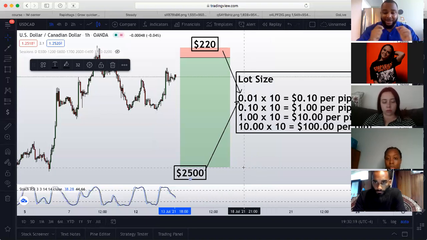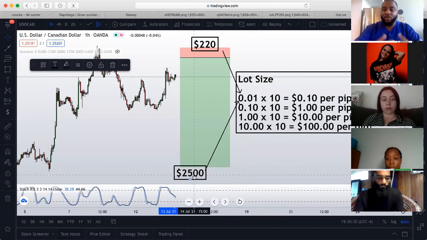Same thing applies, the exact same trade. We can all sit here and take the exact same trade. One of us does a 0.01, one does a 0.10, and one does a standard 1.00. And this is going to be the difference. What's going to be the amount we lose or the amount that we are going to win, okay?